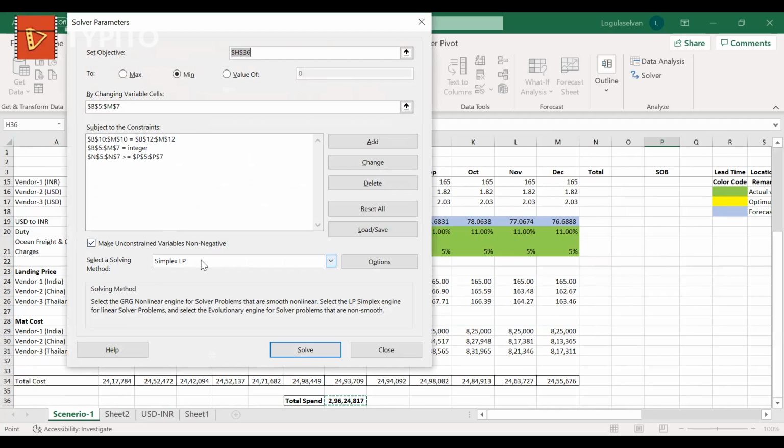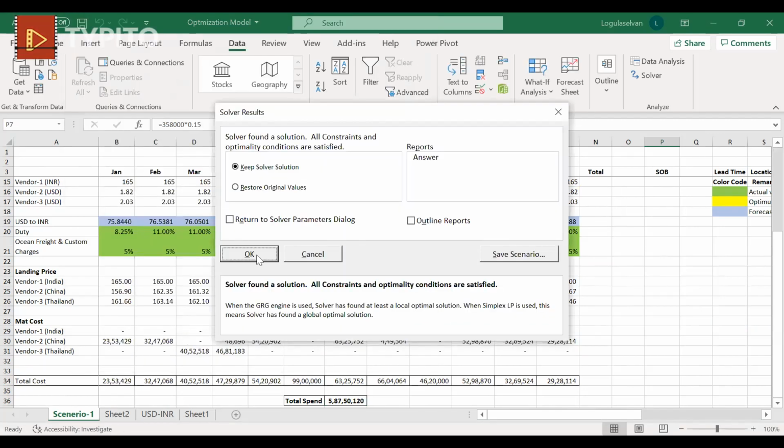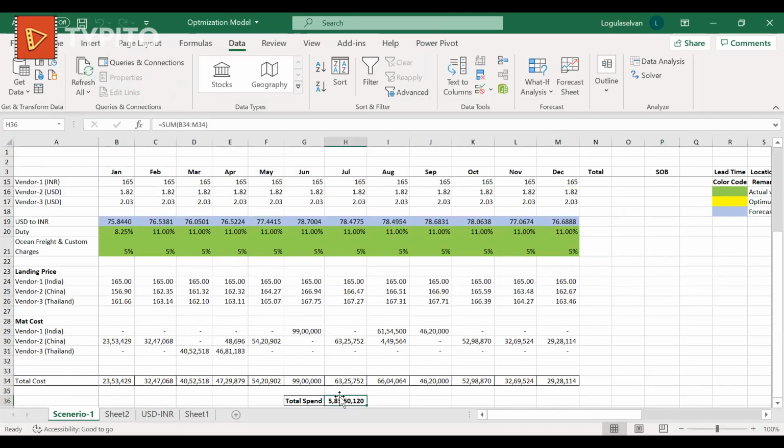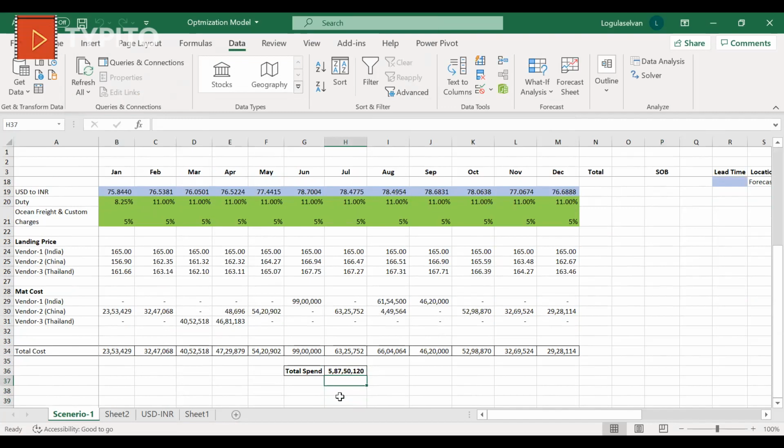So I'm selecting the simplex LP method and I'm clicking solve. So now, in this current scenario, the company has to spend around 5.87 crore.